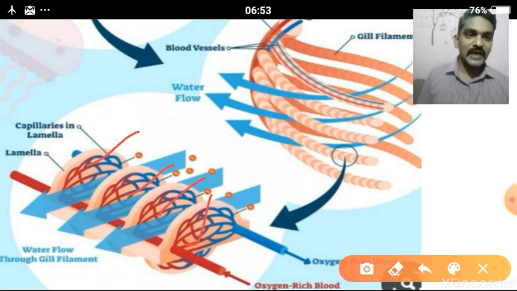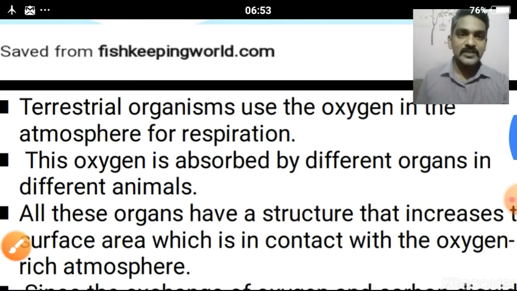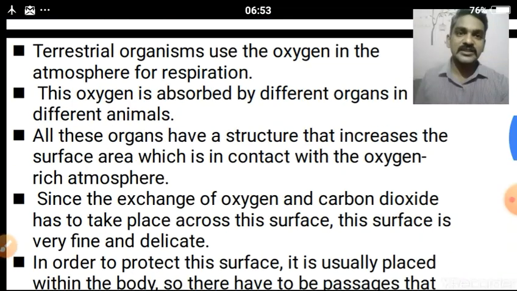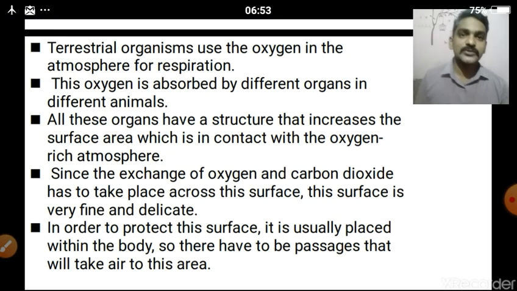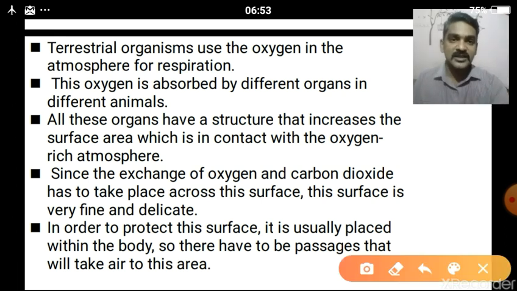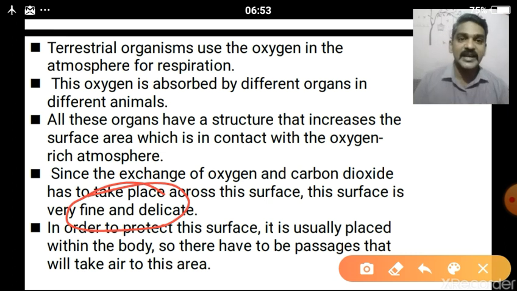So this is in the case of aquatic organisms. Okay, if you go to the next, the terrestrial organisms, you can see here, terrestrial organisms use oxygen in the atmosphere. As I already said, it will be present in the atmosphere. So here you can see the main thing is the organ. These organs will not be present outside the body, they will be present inside the body. Why? These structures will be very fine and delicate. So if it is present outside the body, it can be easily damaged. So it should be protected from the outside environment, because it is very fine and delicate.